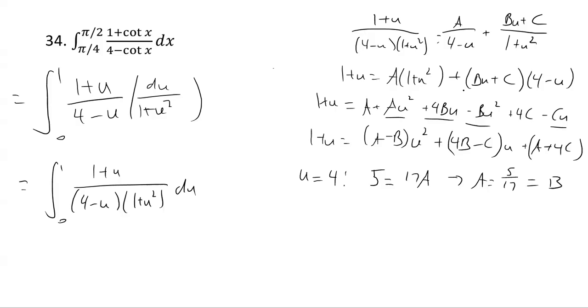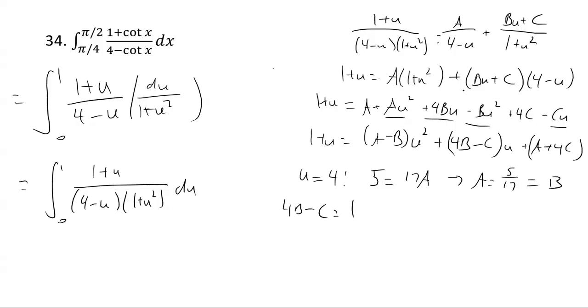Equals b, so say space. And then I know that either 4b minus c is equal to 1, because 1u is 4b minus c times u, or I can do a plus 4c is equal to 1. Take your poison, doesn't matter. Let's just do a plus 4. Actually, let's do 4b minus c is equal to 1.